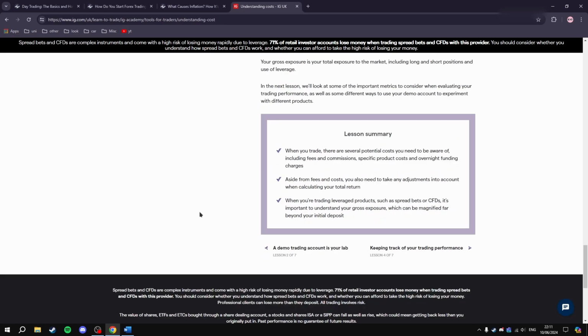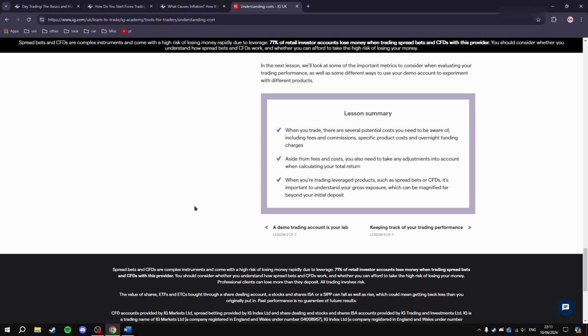Right, so lesson summary. When you trade, there are several potential costs you need to be aware of, including fees and commissions, specific product costs, and overnight funding charges. Aside from fees and costs, you also need to take any adjustments into account when calculating your total return.